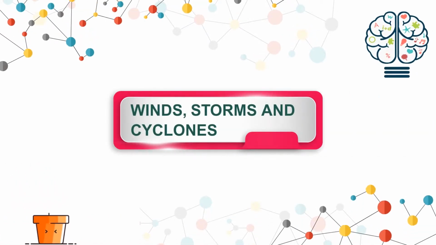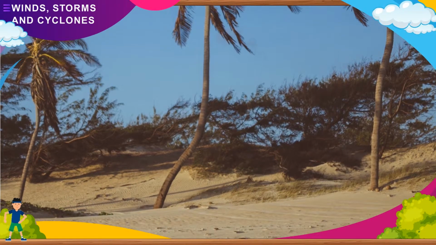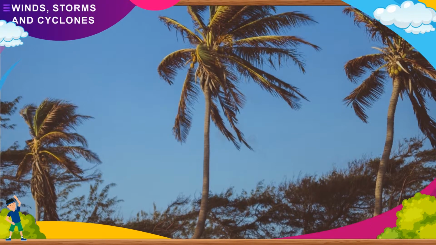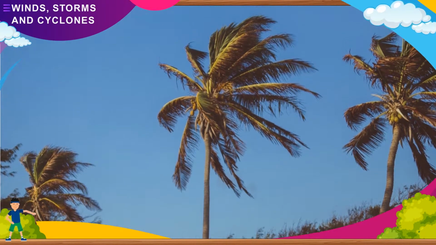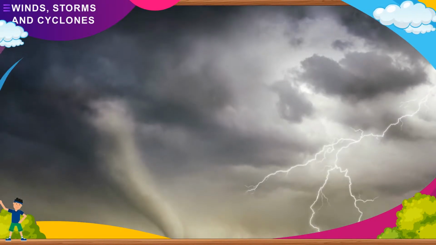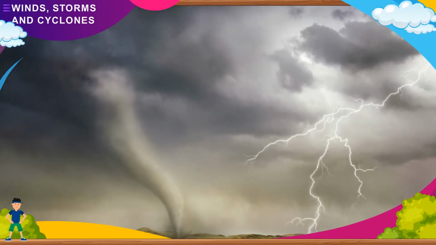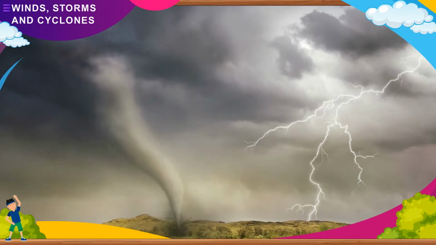Winds, storms and cyclones. Moving air is called wind. There are various forms of wind. Storms can be of various forms like dust storm, andhi, kal baisakhi or Loo.